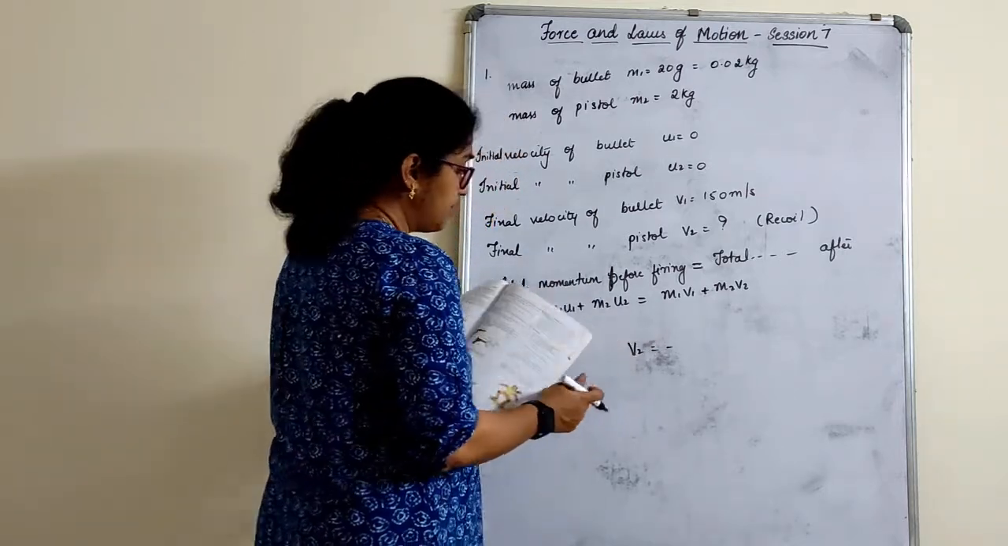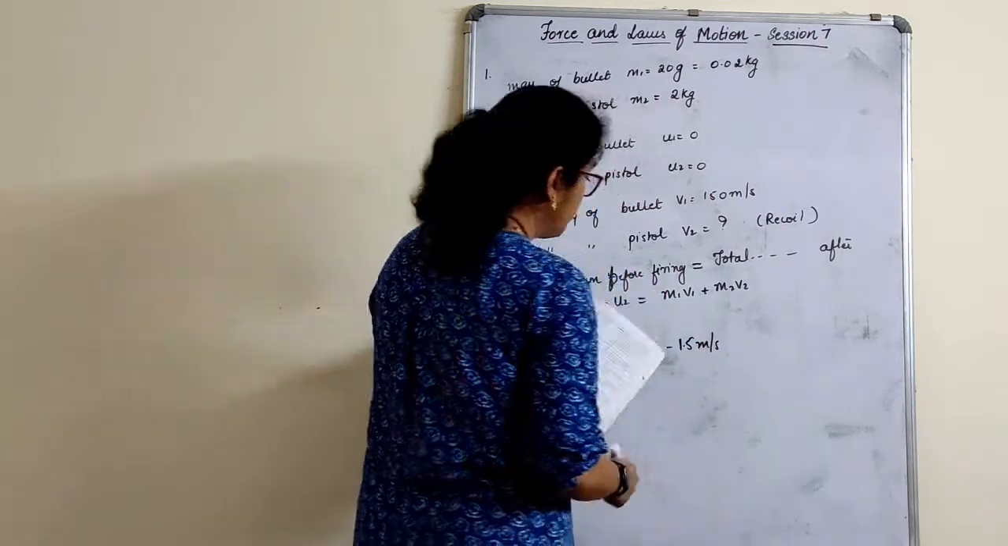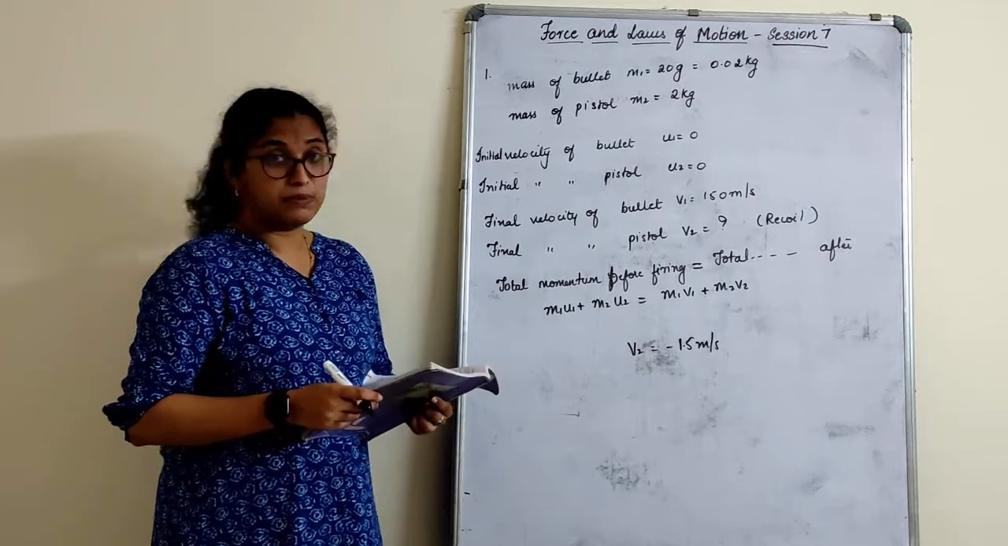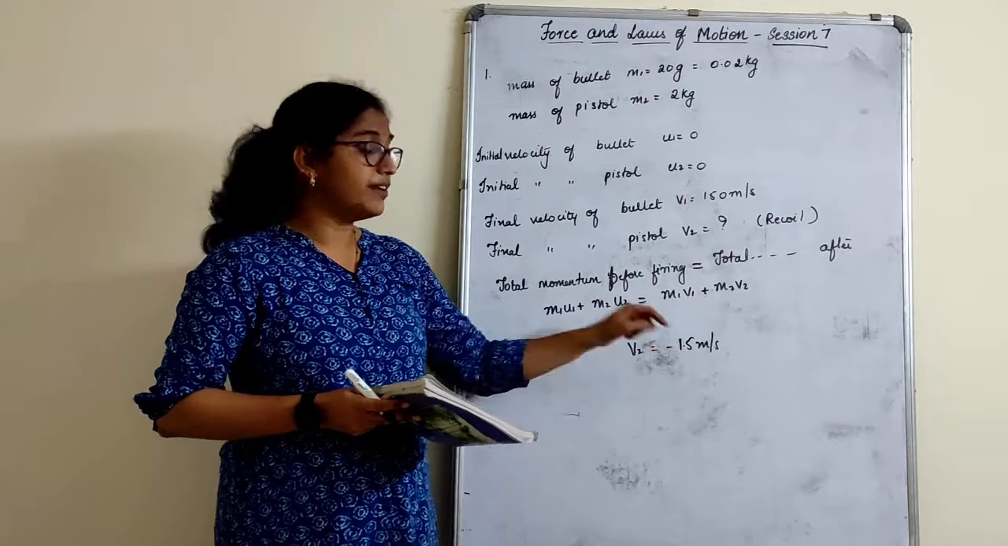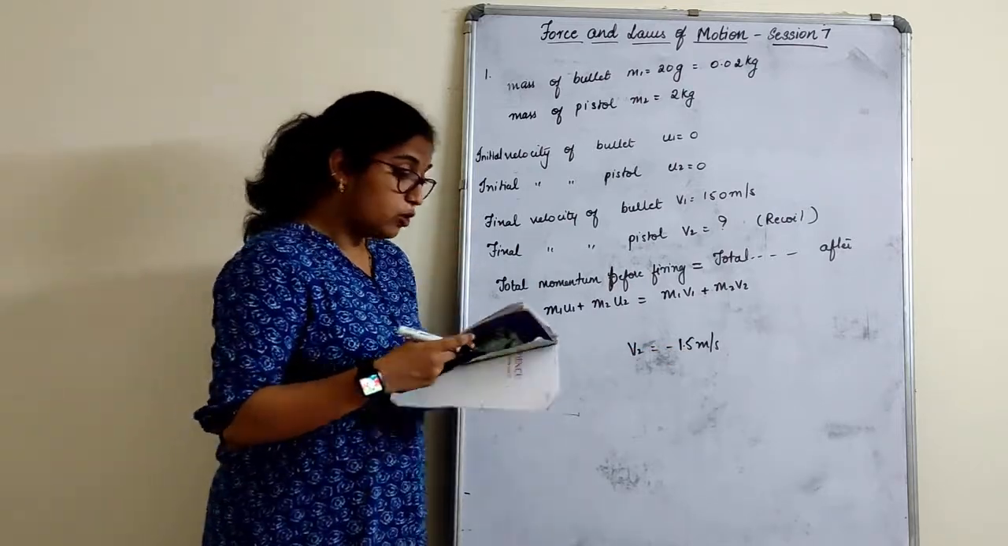Anyhow, it is a worked example only. Minus 1.5 meters per second, where the negative sign indicates the recoil of the pistol. You complete this by substituting the values what we have given, and this will be the answer. Complete this sum. We'll go with the next one.